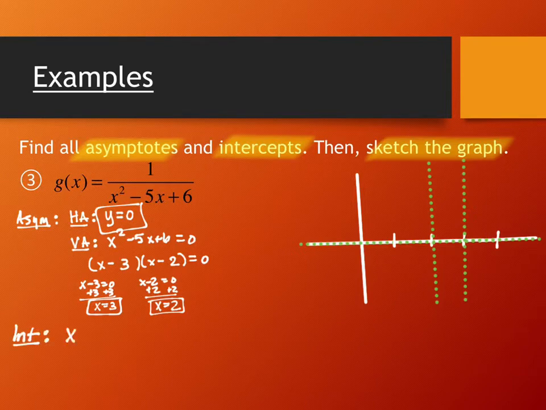One type of intercept is the x-intercept. If you'll remember, the x-intercept means y equals 0. Well, y is the whole function. So this is 1 over x squared minus 5x plus 6.